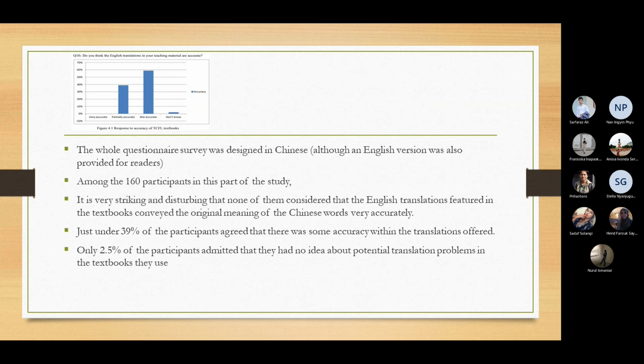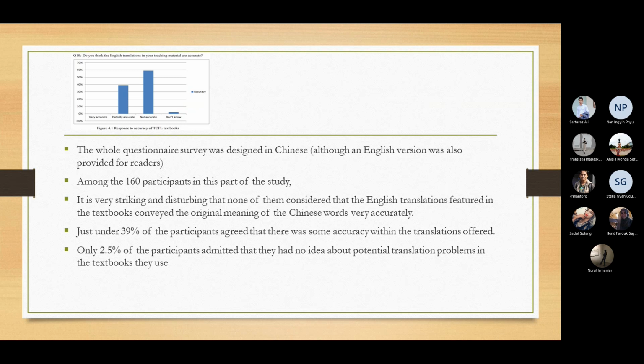And question 10 was: do you think that the English translations in your teaching material are accurate? And the survey was conducted among the teachers. So all of these questions show that they had a huge amount of experience, and all these questions come under the line of professional experiences. The whole questionnaire survey was already mentioned in the introduction; it was in Chinese because of their native language, but an English version was also provided to the readers.